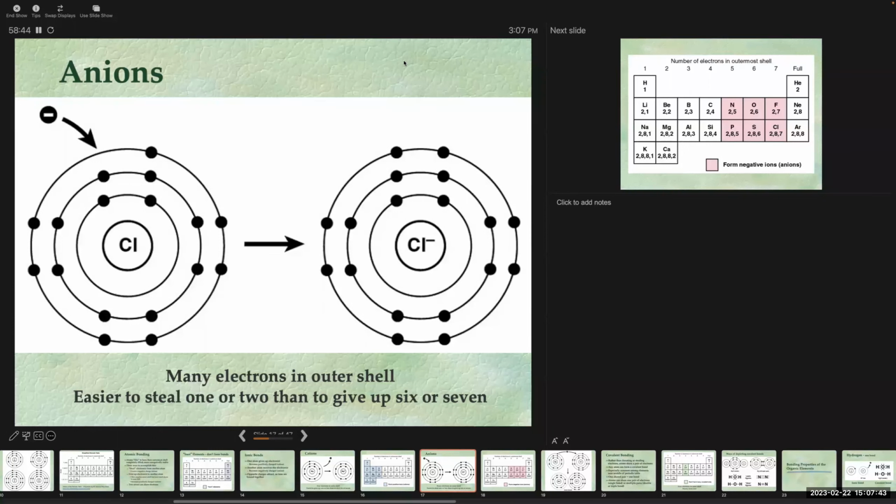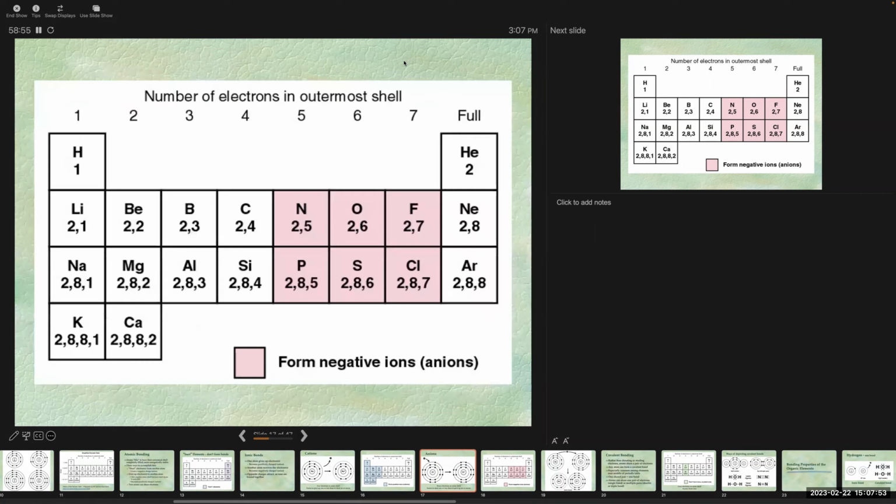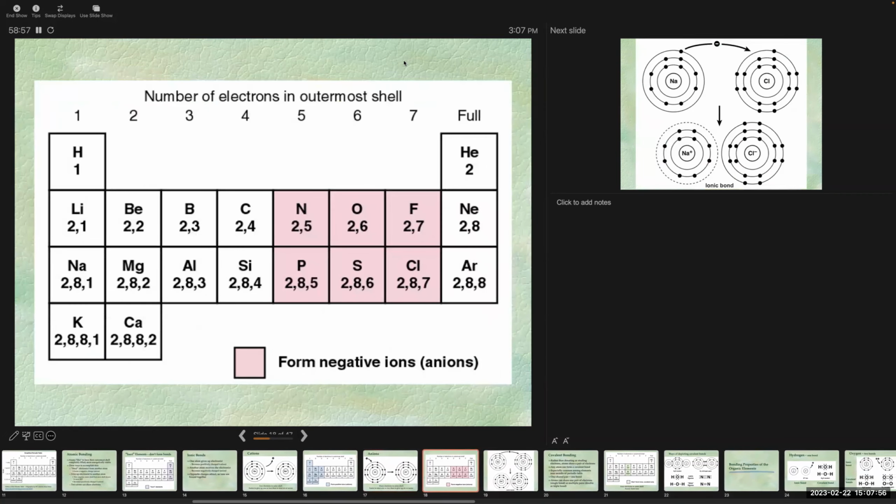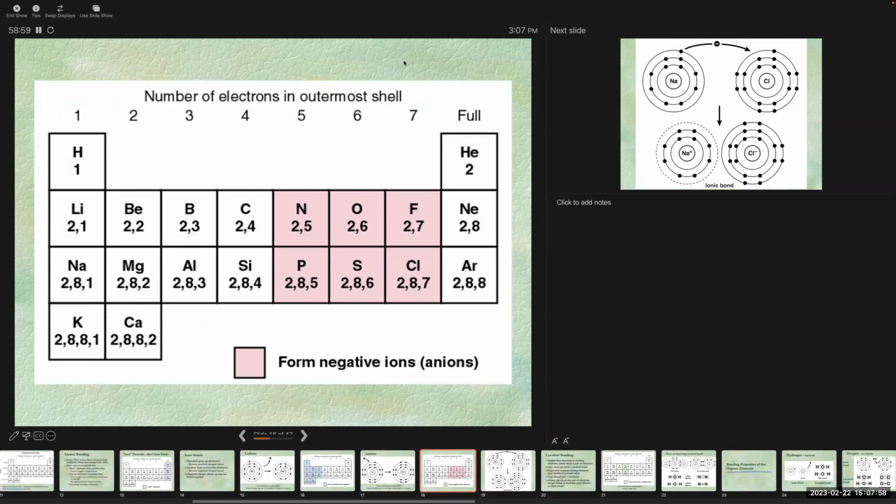Chlorine then ends up with 18 electrons, but only 17 protons, so it has a net charge of -1. So it becomes an anion, a negatively charged ion. And if we go back to our periodic table, the things that are near the right end of the periodic table, in columns 5, 6, and 7, are likely to take on an electron or a couple of electrons to become negatively charged and to form anions.